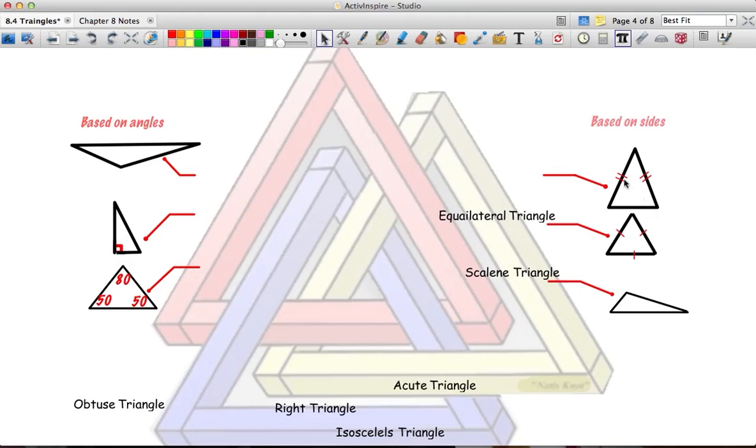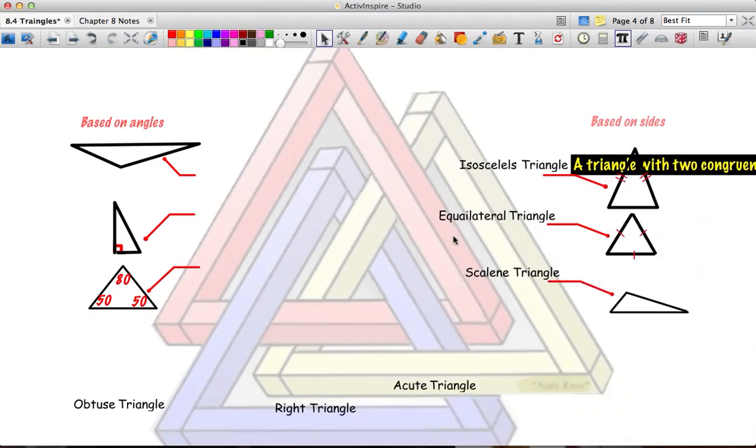Again, we see the congruency marks here that tell us that this side is congruent to this side, but because there's no marks here, this side is not congruent to the other 2. Making this an isosceles triangle.